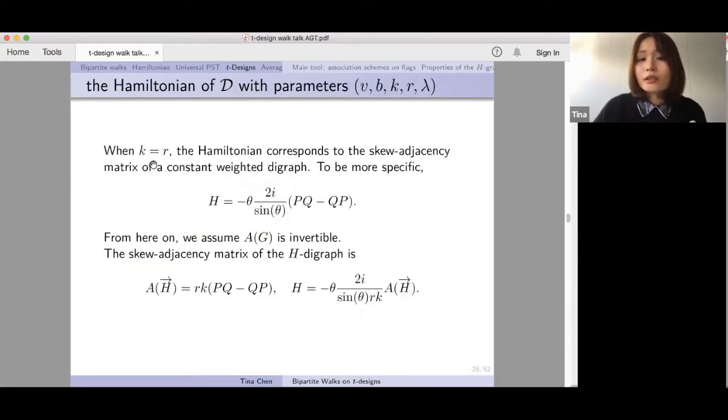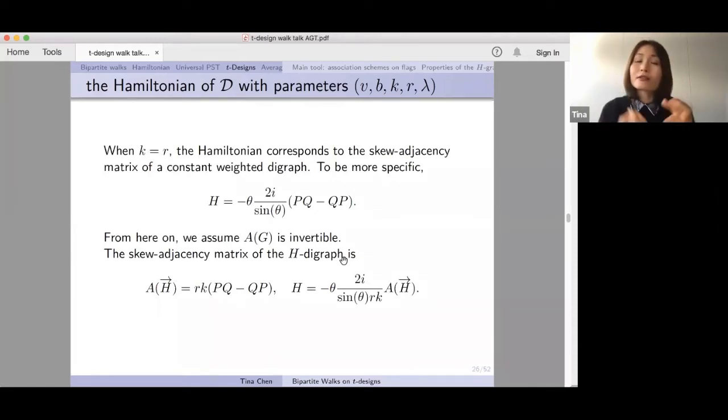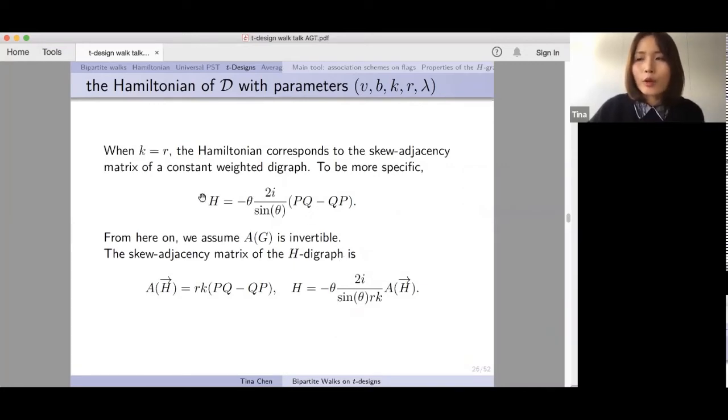So when the design is symmetric, that is k equals r, the Hamiltonian will be of a very nice form, which means the corresponding digraph will have constant weight. To be more specific, we will have the Hamiltonian in this form. And because when the design is symmetric, its incidence graph will be invertible, this will be the Hamiltonian of U.